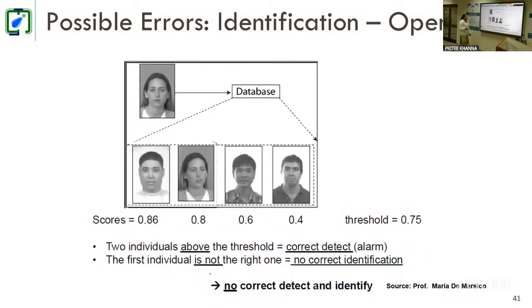Now this time again the threshold is 0.75, and you can see that two people are above threshold. Like the first case, where two people were also above threshold. Here also two people are above threshold. But what is happening here? Detection is correct, right? The first two are above threshold, but you look at the highest score, and the highest score one is a non-match, right? So you say no. What we summarize is: no correct detection, because the desired person is present.